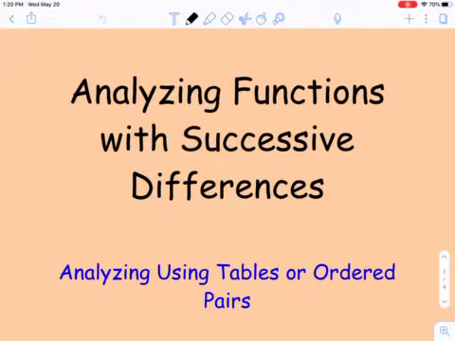Okay, last video for this particular lesson where we're analyzing functions with successive differences, aka looking at things through different pieces of information and being able to tell what kind of function it is. All right, so we are going to do this now using tables or ordered pairs or any other way. They're going to give you information where it's not a graph, where you don't have access to a graph.